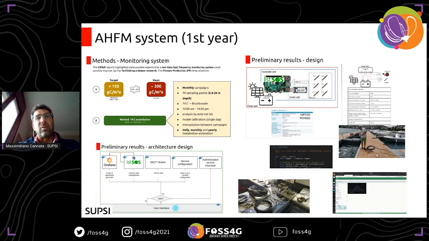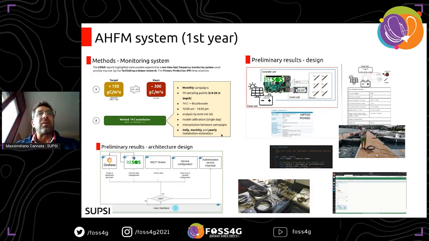So we started to look into the literature and found that there are modern systems and models that can make an automatic estimate based on sensor measurements. We started to design the architecture and combined several open source technologies: ISOS for the data management, which is an OGC software, Grafana for the plotting, an MQTT broker for accessing data from the sensors, and Keycloak for authorization and access management. And then we implemented some new configuration services.